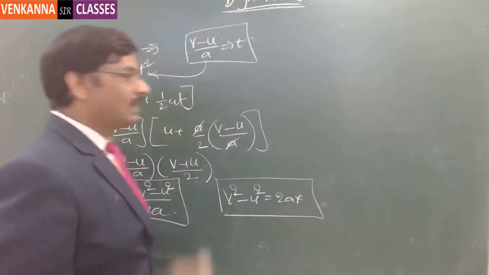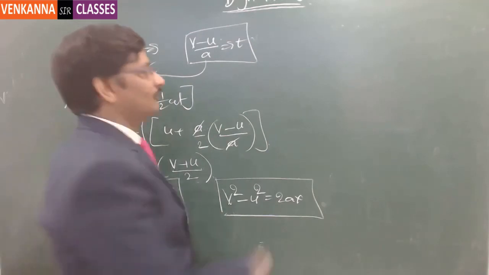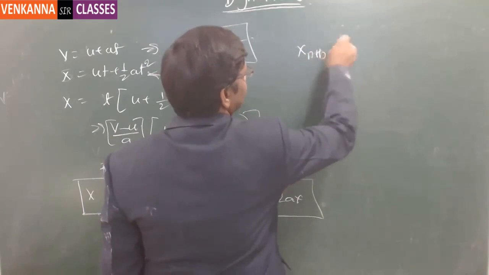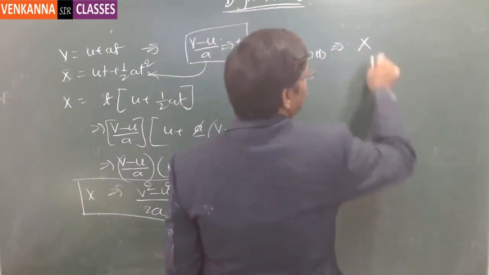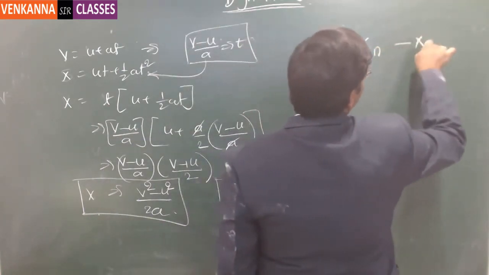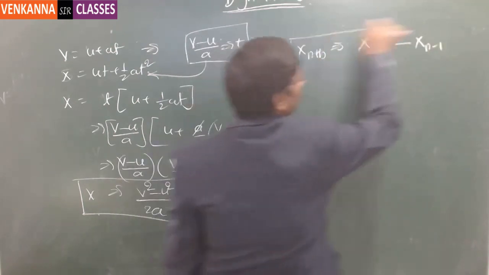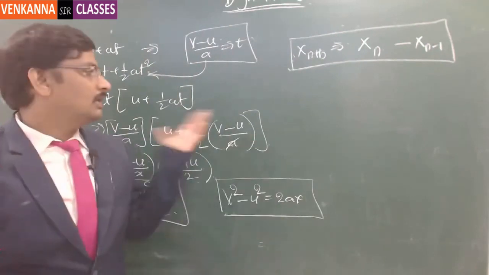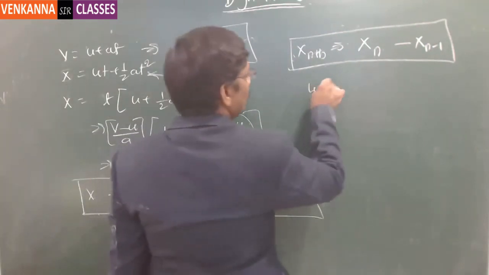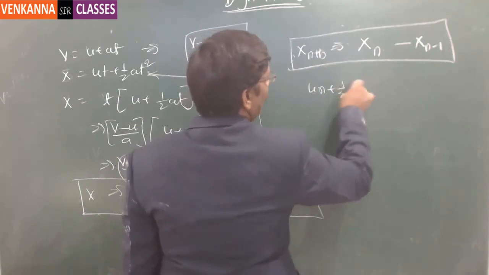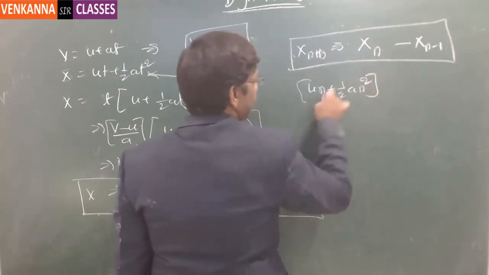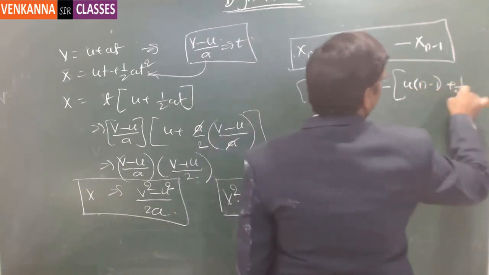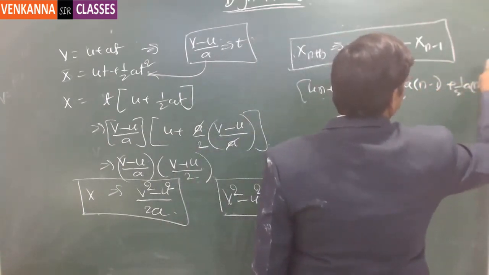So that is in the nth second, so in the 11th second. So yes, x nth second is equal to x n minus x n minus 1. So this is the nth second displacement that is going to be traveled. So this x n is nothing but u n plus half a n square minus u into n minus 1 plus half a into n minus 1 whole square.